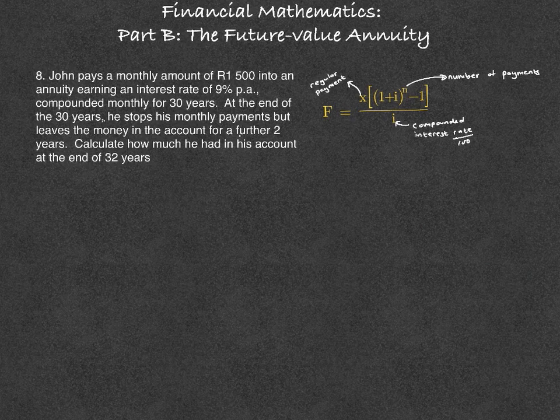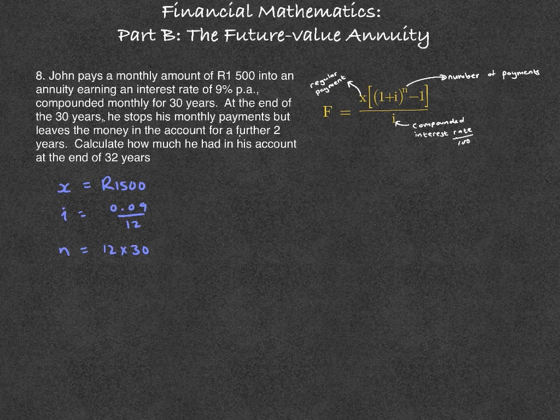All right, let's look at question 8. So we've got a future value there that we need to find. So John pays a monthly amount of 1,500 rand into his annuity, and the interest rate is 9%, so 0.09 over 12, compounded monthly for 30 years, so n is equal to 12 times 30. At the end of the 30 years, he stops his payment, but leaves the money in his account for a further 2 years.